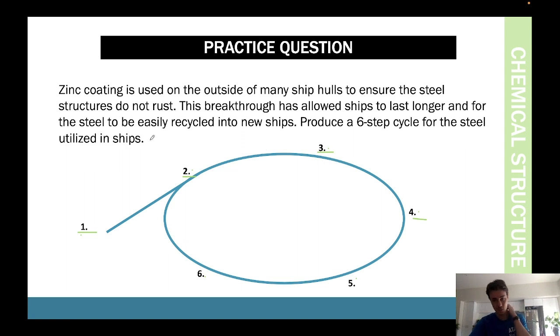So here's a sort of practice question. I want you to have a think about how you would go about answering this if this were to be like an SAT question or an exam question. You're given a question that says, zinc coating is used on the outside of ship hulls to ensure the steel structure does not rust. This breakthrough has allowed ships to last longer and for steel to be easily recycled into new ships. Produce a 6-step cycle for steel utilized in ships. Now, I hate that it's gone to the American spelling, that should be an S.